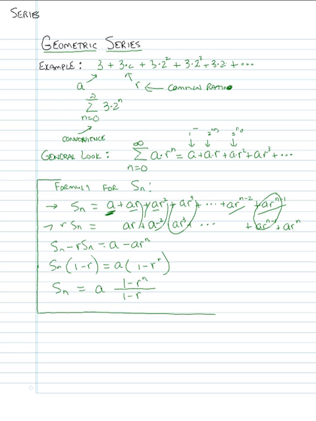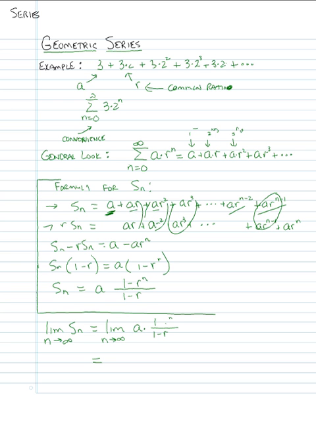Now, what we want to know is what's the limit of S sub n as n approaches infinity. And so that would be the limit of A times the fraction 1 minus R to the n over 1 minus R as n approaches infinity. Well, here's the significant part. A is just a constant, and R is just a constant. The variable part is the N. Okay, the variable part is the N.